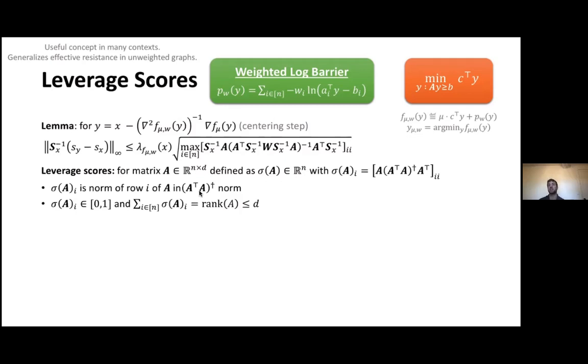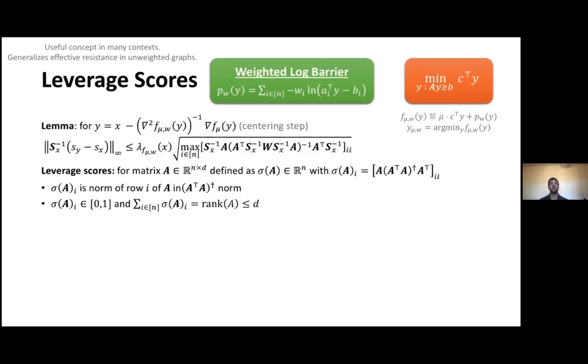If deleting a row would make the rank of the matrix decrease, its leverage score is 1, and the leverage scores of everything else are between 0 and 1. You can think of it as a properly normalized measure of contribution to the matrix. You can show the leverage score of row i is between 0 and 1 for every i, and that the sum of the leverage scores is exactly the rank of the matrix, which is at most d.